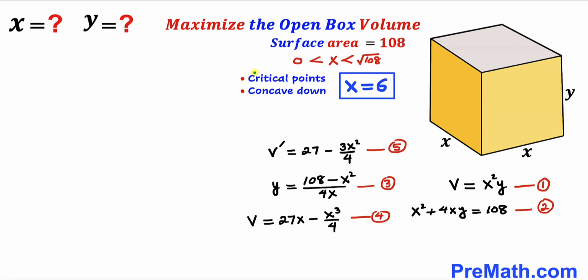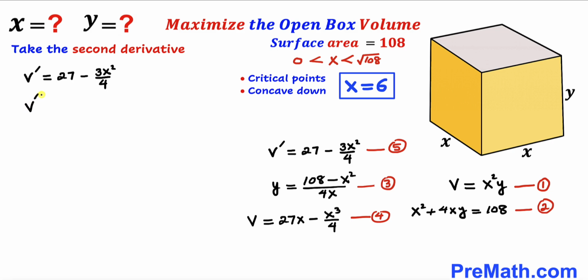And here's our next step. We are going to figure out the critical points and see whether this is concave down, so that we can get the maximum value of the volume. So we are going to take the second derivative of the volume by just looking at this equation 5. Our first derivative V prime equals 27 minus 3x squared divided by 4. So we are going to take the second derivative.